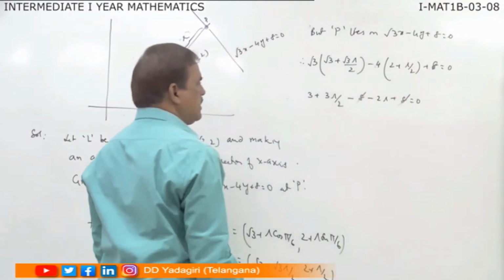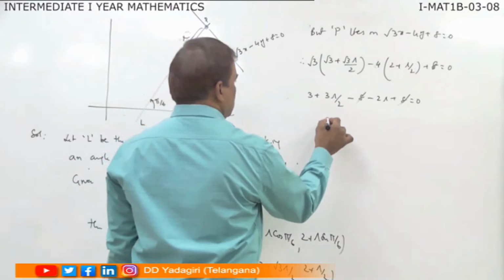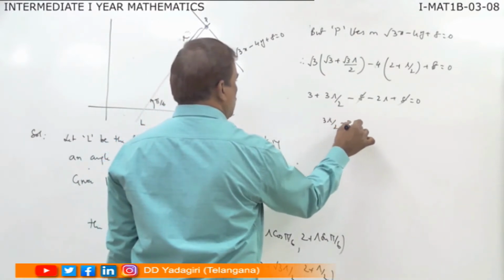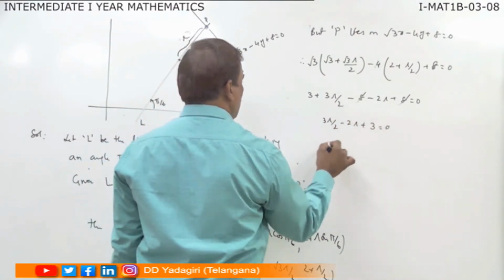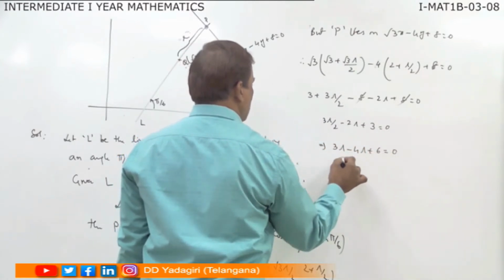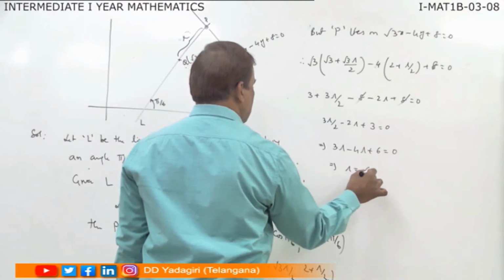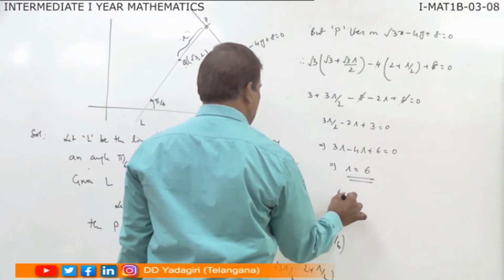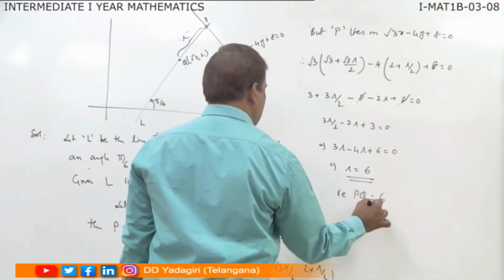8 and 8 get cancelled. So this is 3R by 2 minus 2R plus 3 is equal to 0. This is 3R minus 4R plus 6 is equal to 0. This gives R is equal to 6. That is, PQ is equal to 6.